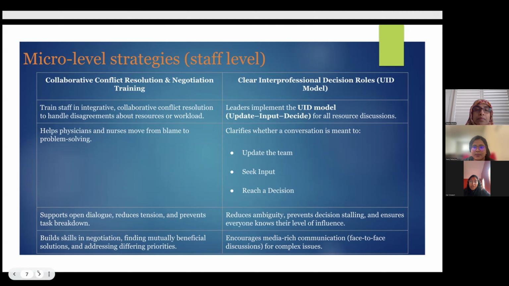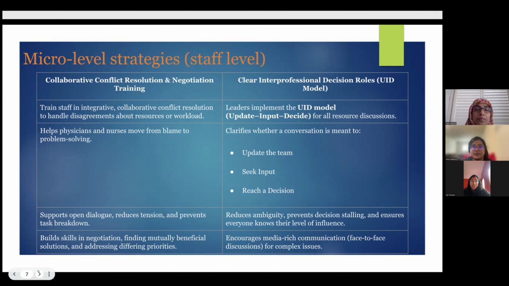The second micro-level strategy is using clear interprofessional decision roles, specifically the UID model, which is update, input, or decide. This helps the team understand the purpose of each conversation. Are we sharing information, or are we asking for feedback, or making a final decision? This structure reduces misunderstandings and ensures everyone knows their level of influence in resource-related decisions.